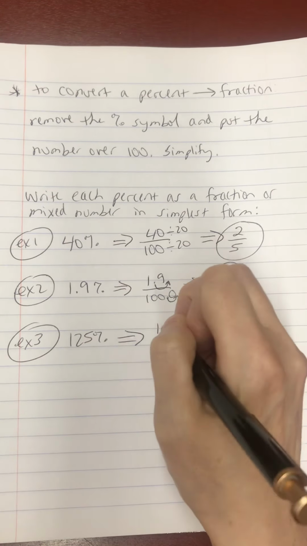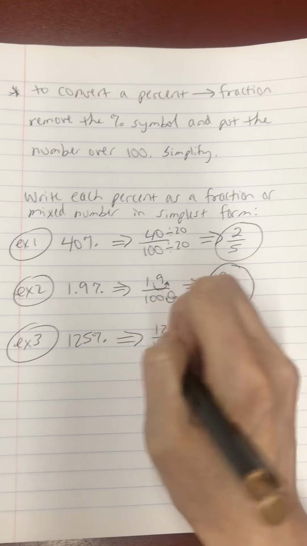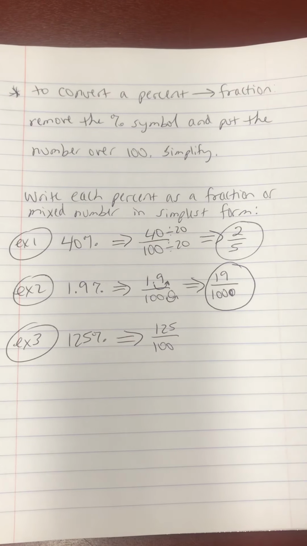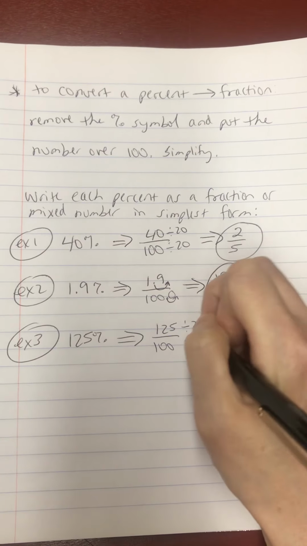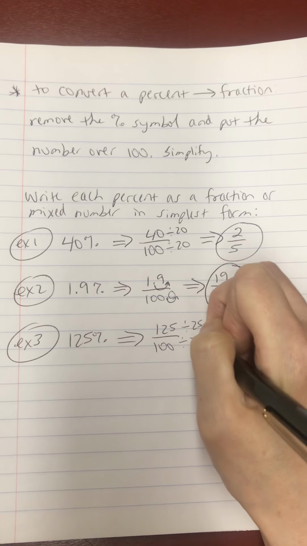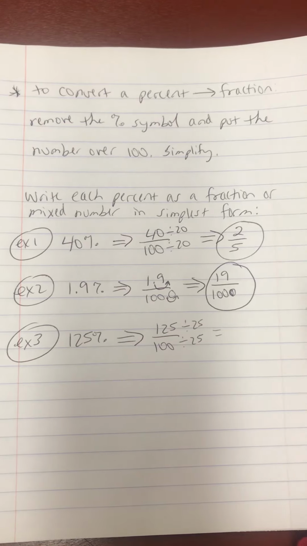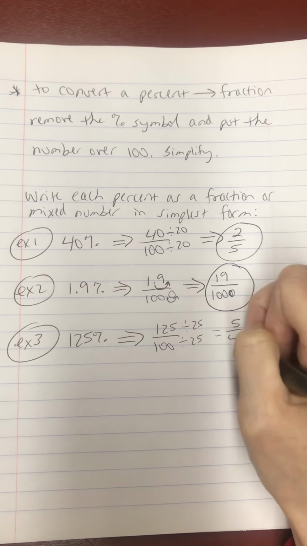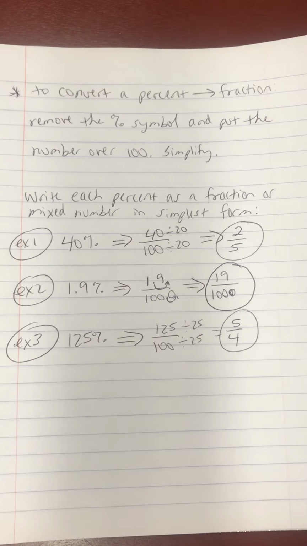The first thing we're going to do is take that number without the percentage symbol and put it over 100. And then we're going to simplify as much as we can. So what can we take out of the top and bottom? We can take out a 25. And when we do that, we get the number 5/4, which is your final answer.